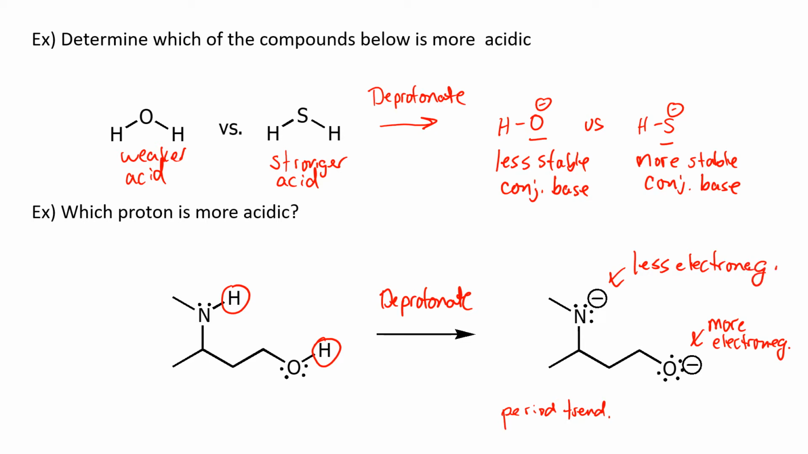So since oxygen is more electronegative, it can more easily stabilize that negative formal charge, making it more stable. The more stable the conjugate base, the stronger its conjugate acid. So this is the more acidic proton, and this is your less acidic proton.